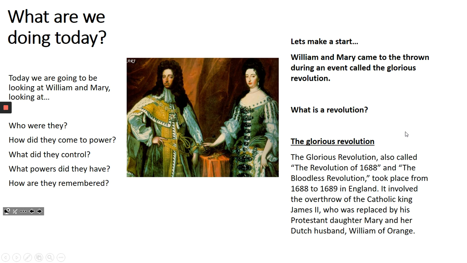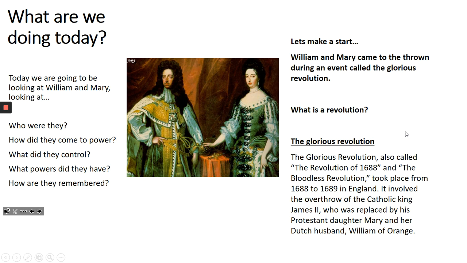So my definition of the Glorious Revolution, also called the Revolution of 1688, or the Bloodless Revolution, took place from 1688 to 1689 in England. It involved the overthrowing of a Catholic King James, who was replaced by his Protestant daughter, Mary, and her Dutch husband, William of Orange. So the Glorious Revolution specifically is the one that took place in 1688, in which Mary and William take the throne.